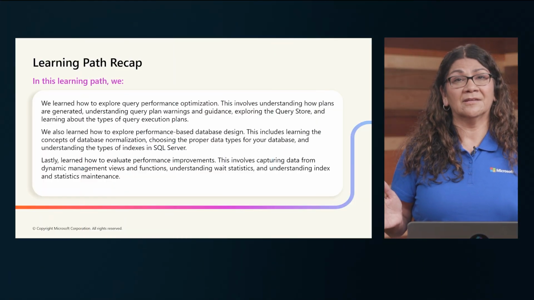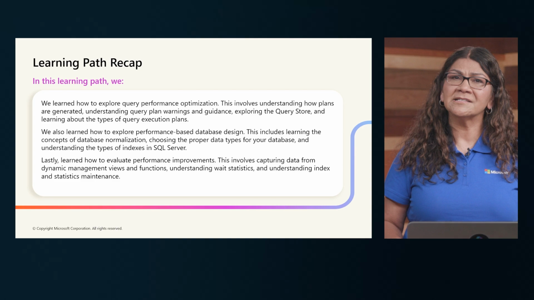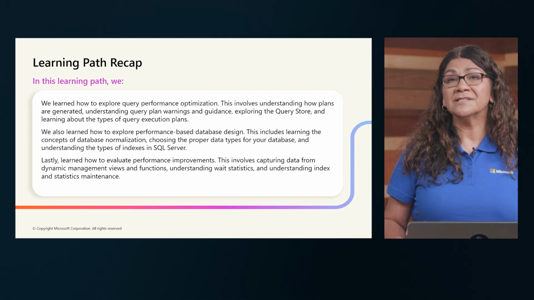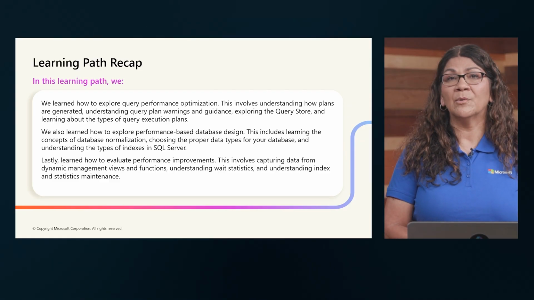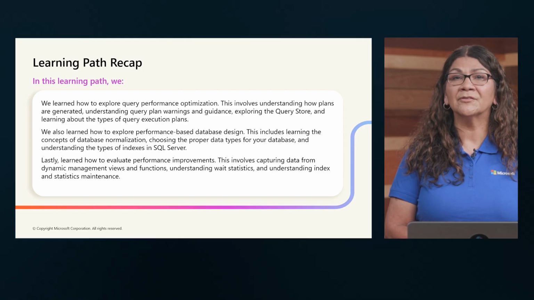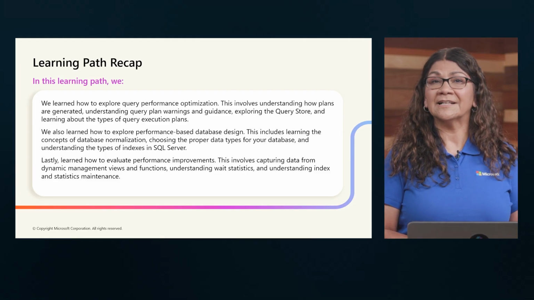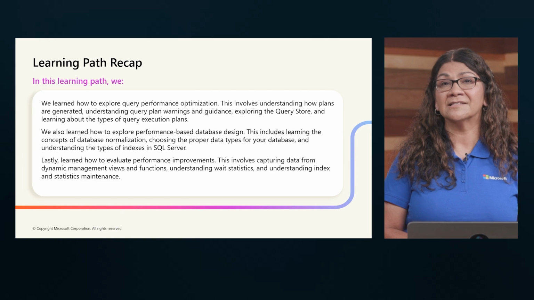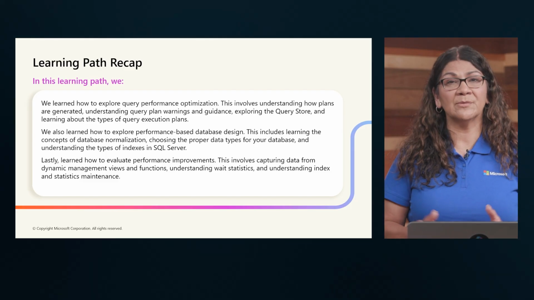In this learning path, we first explored query performance optimization by understanding how execution plans are generated, how to interpret query plan warnings using the query store, and how to identify execution plan types, which are beneficial for diagnosing and improving slow-running queries. Second, we covered performance-based database design, including normalization principles, selecting efficient data types, and choosing appropriate index types to reduce redundancy and enhance query speed. All of this was useful for building scalable, maintainable databases.